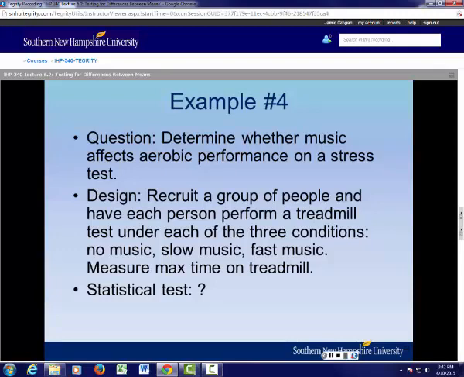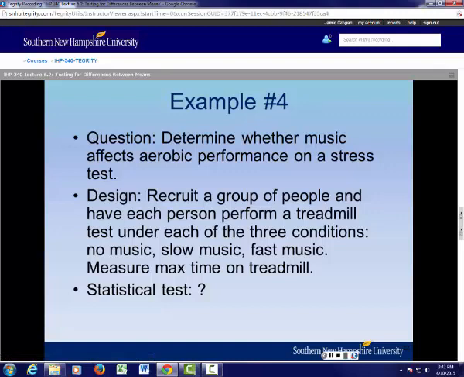music playing. Then on another day, maybe separated by, let's say these 3 trials are separated by a day. So we're going to come in on Monday and do 1 trial, no music. Then on Wednesday they're going to come in and do the next trial, run on the treadmill during slow music. Then on Friday they're going to come in and run on the treadmill in the last condition, which is fast music. You can even randomize the order in which each person does these tests.